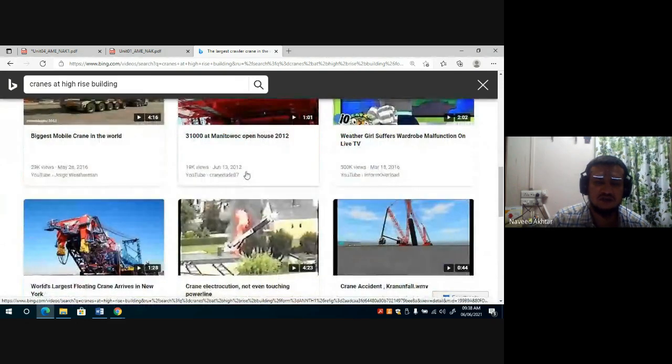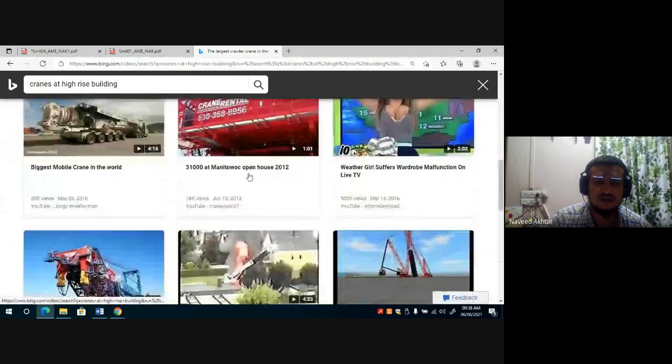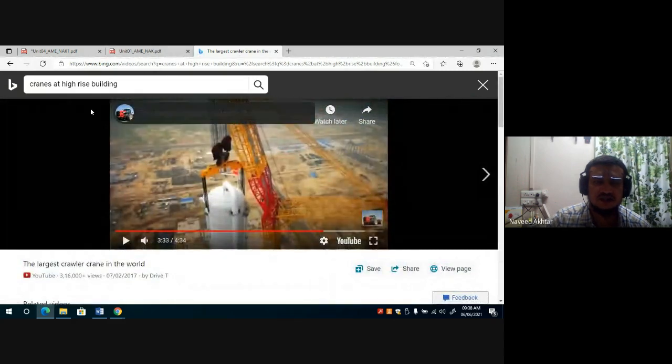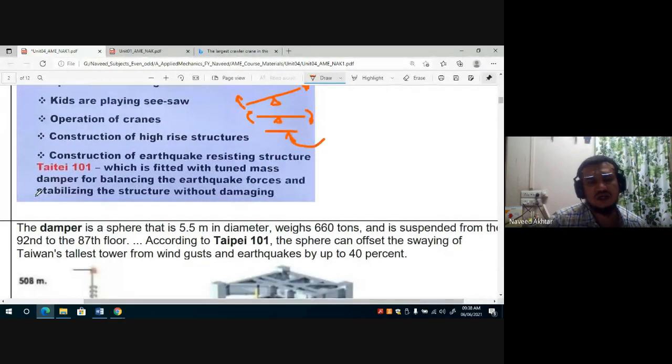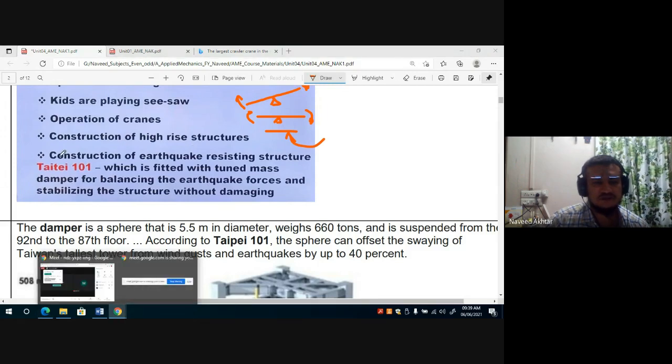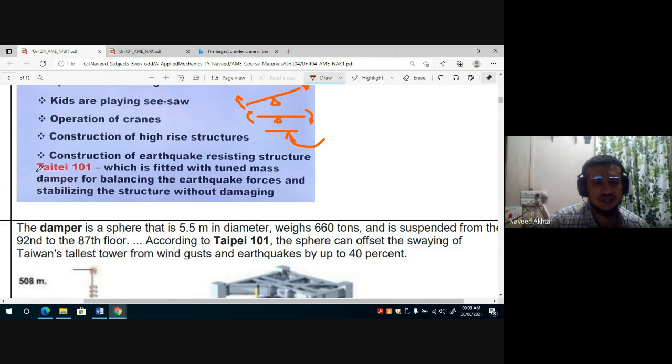So if the equilibrium is there, then there is balancing, and that is an example of it. Then the construction of high-rise structures is also based on a certain balancing force, and that is the construction of earthquake resistant structures, like Taipei 101 in Taiwan, which is fitted with a tuned mass damper for balancing the earthquake force and stabilizing the structure without damaging it.